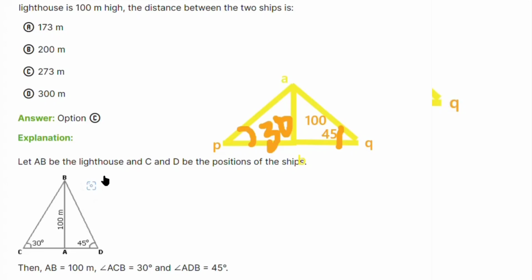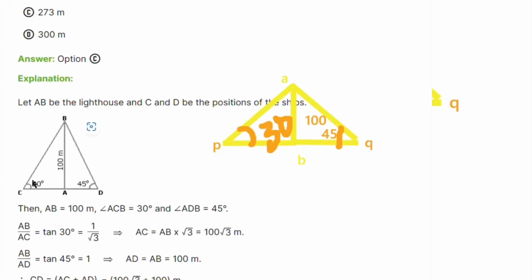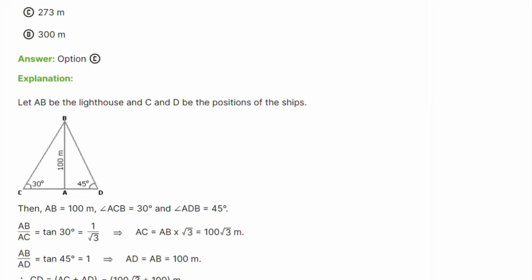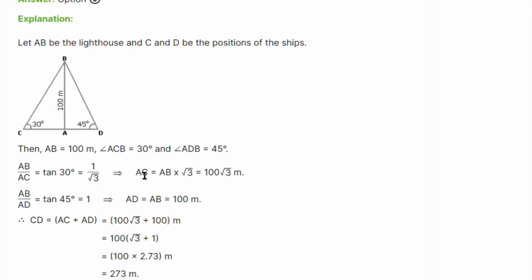So let AB be the lighthouse, and C and D be the positions of the ships. Here we took P and Q. Here AB is 100 meters, and the angle of elevation ACB is 30 degrees, and from this we will get the AC distance. AC is equal to root 3 into AB, so we will get 100 root 3 here. From tan 45 we will get AB by AD, so we will get the distance as 100 meters.